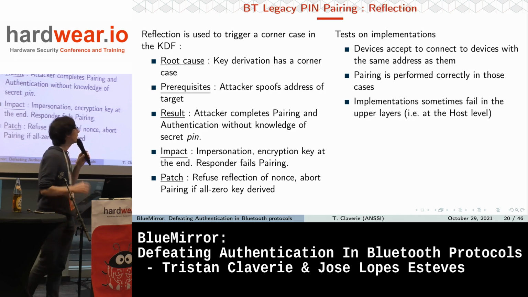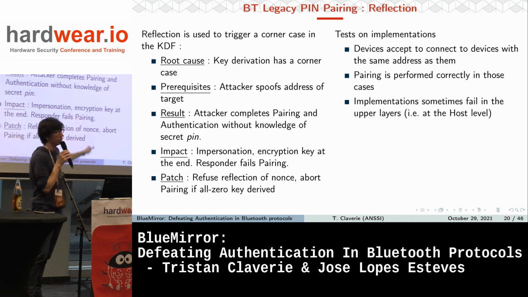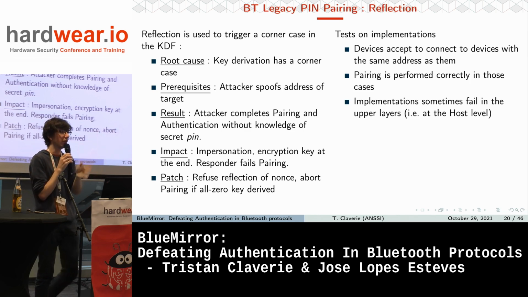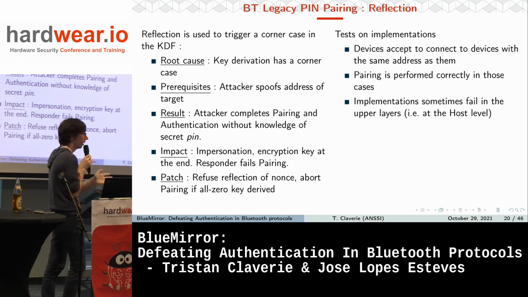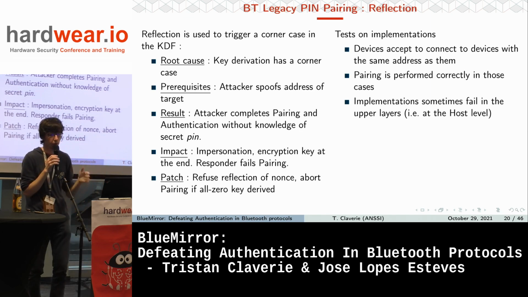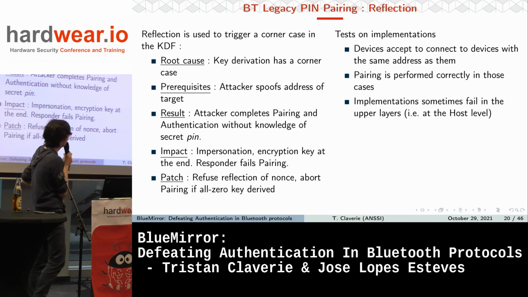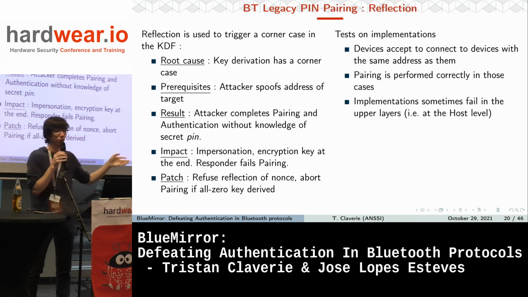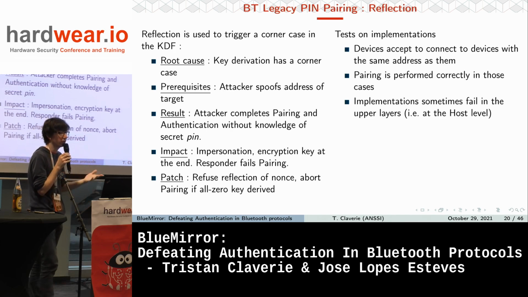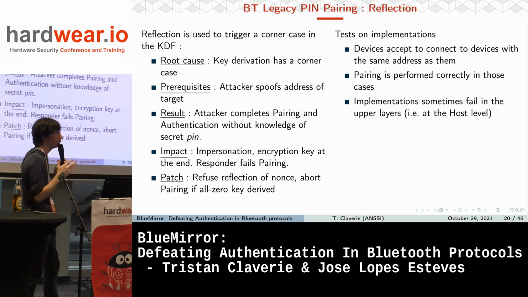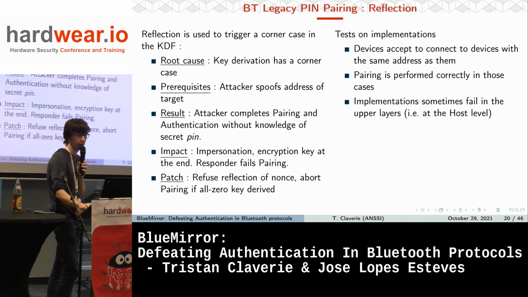And we tested that, and we verified if devices accepted connections from other devices with the same address as them. In all our tests, it worked, and we were actually able to complete pairing between those two devices. But implementations failed at the upper layer. So when we started trying to use services, it failed for various reasons and in ways that depended on the implementation.